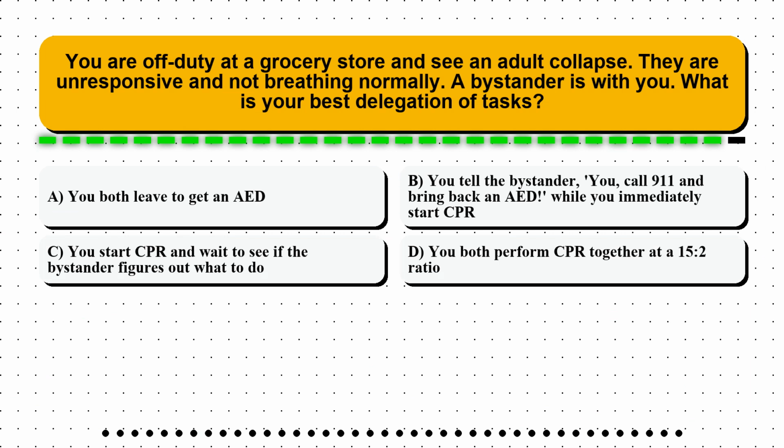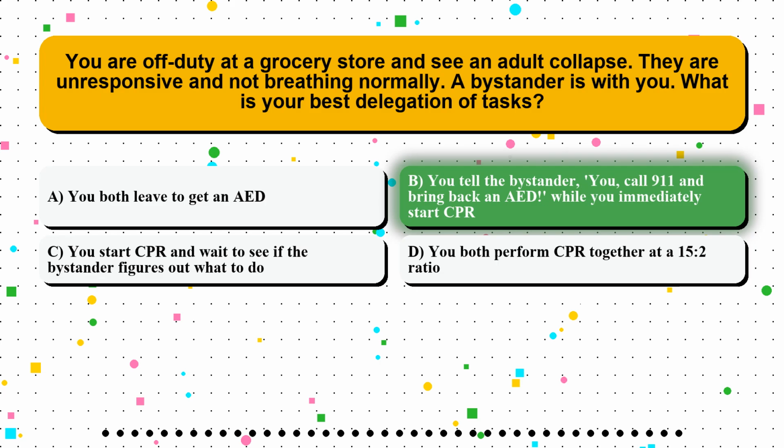Question 33. You are off duty at a grocery store and see an adult collapse. They are unresponsive and not breathing normally. A bystander is with you. What is your best delegation of tasks? Option A, you both leave to get an AED. Option B, you tell the bystander, you, call 911 and bring back an AED, while you immediately start CPR. Option C, you start CPR and wait to see if the bystander figures out what to do. Option D, you both perform CPR together at a 15:2 ratio.